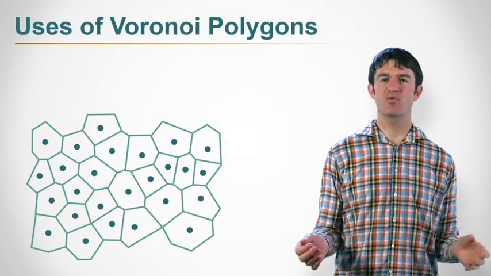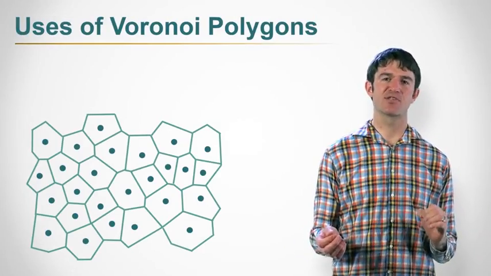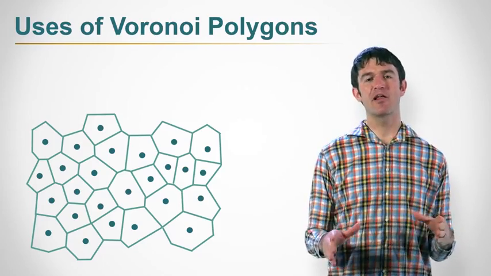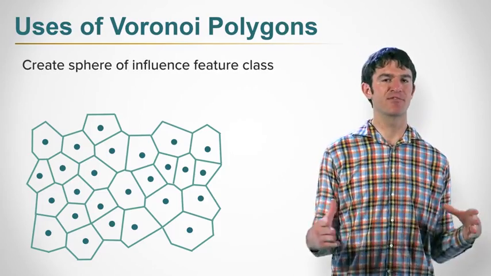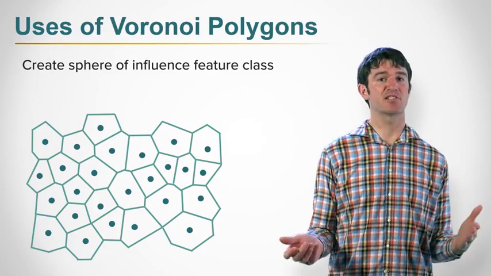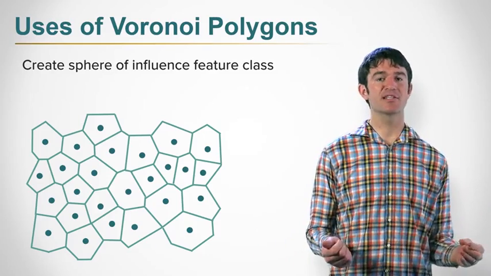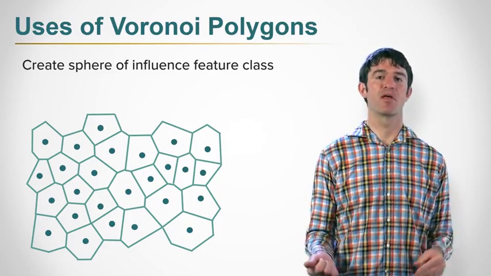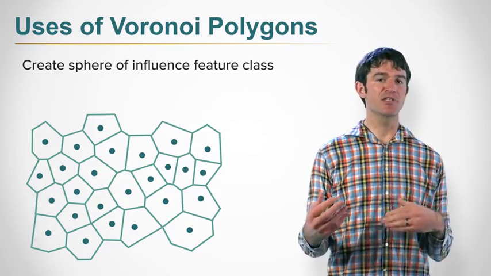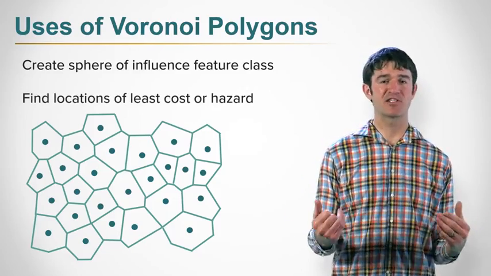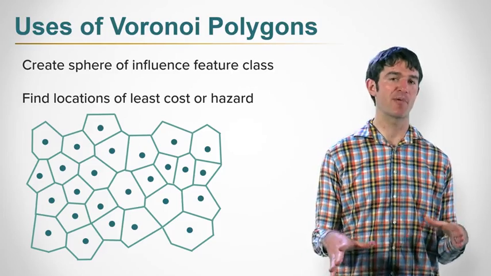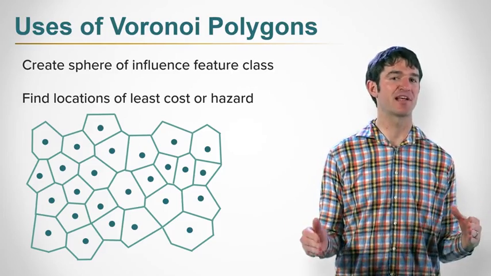They have a geometric quality just from being packed in next to each other, but there's something smooth about them too. With Voronoi polygons, we can create a sort of sphere of influence feature class. Maybe you want to know an approximate service area for a set of business locations, or the closest straight line distance location to resupply on fuel. Voronoi polygons can give you a good metric. You can also use them to find locations of least cost or hazard. If your points represent some set of hazards, the boundaries between the Voronoi polygons are always furthest from that hazard.